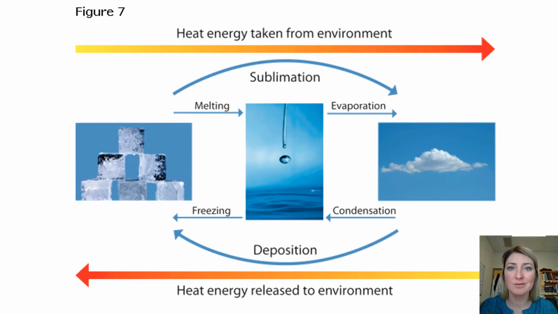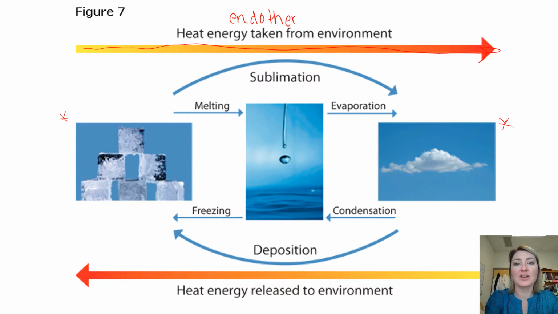All right, this image is all for my visual learners. I want you to think of heat energy being taken from the environment. So as we move from this side to this side, we have to absorb energy or take energy in. So think of this direction as being endothermic. And when we release energy to the environment, so we're moving from the gaseous stage down to the solid stage, these are exothermic. They're releasing energy. My handwriting's atrocious. I apologize.